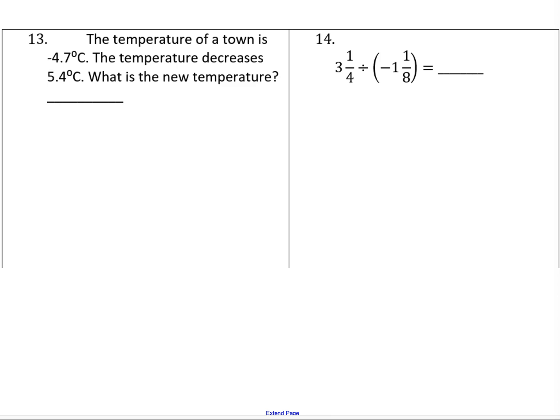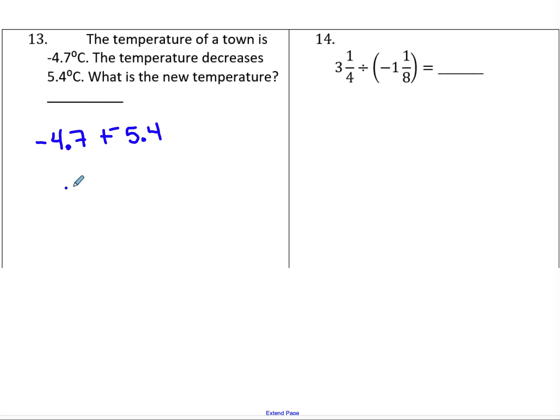All right, let's take a look at this next one. The temperature of a town is negative 4 and 7/10 degrees Celsius. The temperature decreases 5 and 4/10 degrees Celsius. What is the new temperature? Okay, so decreases means that it's going down. So it's like this, negative 4 and 7/10. And then we are subtracting, it's going down, 5 and 4/10. Or you can think of it as boom, boom, adding a negative. Same sign, find the sum.